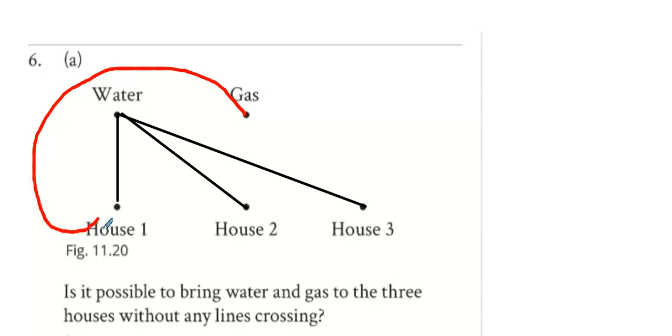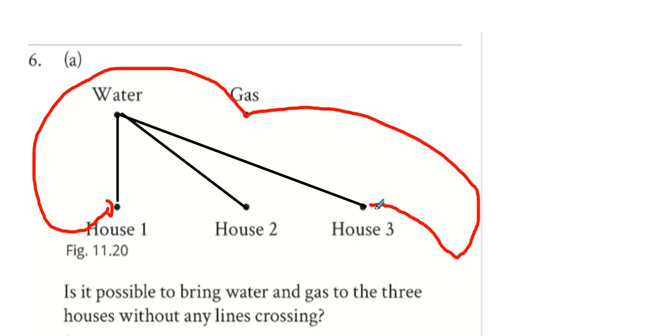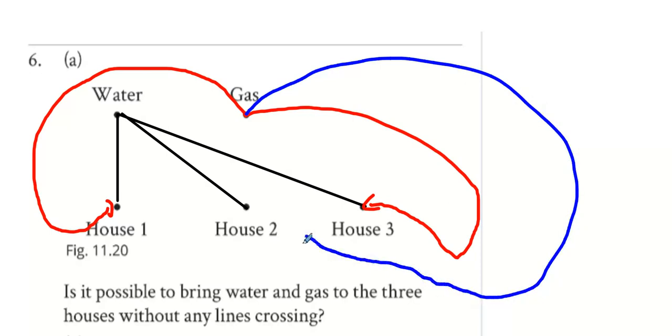Gas goes all the way around house 1, no lines are crossing yet. Gas all the way to house 3. And then finally gas all the way to house 2. That's one way of doing it, which works well.